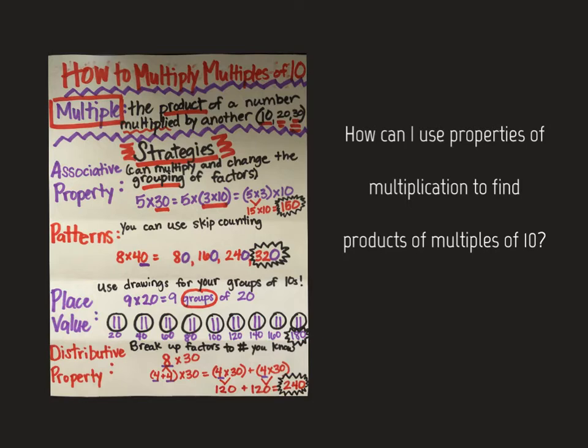Today we're going to review the associative property of multiplication and the distributive property of multiplication, because those are the strategies that you're going to be using today to help you solve your math problems. So when we talk about properties of multiplication, we're talking about the associative property, and I'm just going to abbreviate associative, and we're going to talk about the distributive property.